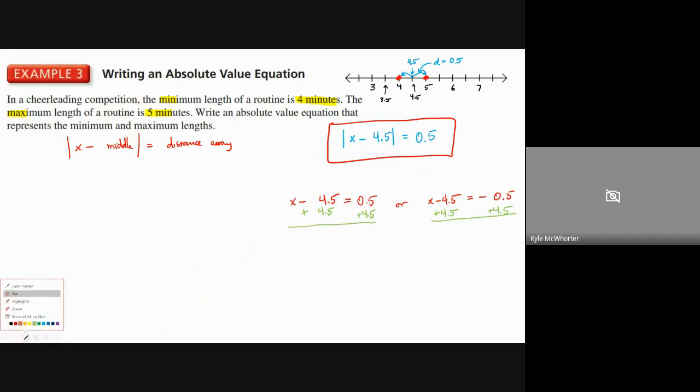And then you can see that on the left side, when we do 0.5 plus 4.5, we get x equals 5. And on the next equation, negative 0.5 plus 4.5, that's the same as 4.5 minus 0.5, so this is 4. So that just shows us that this was the right equation. X minus the middle number equals the distance away.